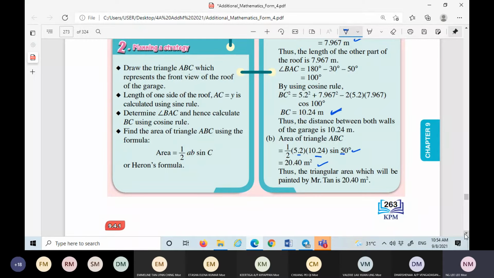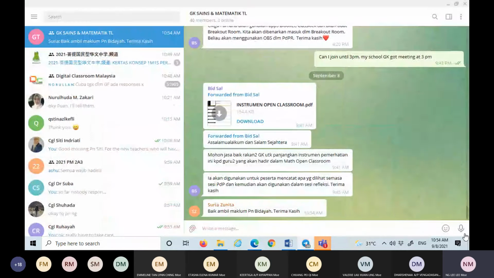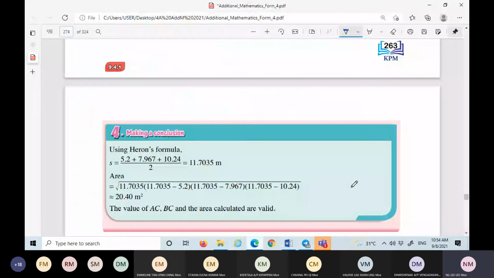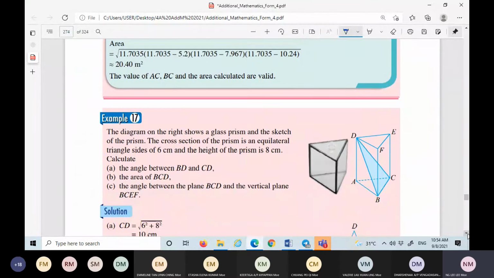You can use Heron's formula to check the answer. So, use Heron's formula to check the answer. Now we come to this example.